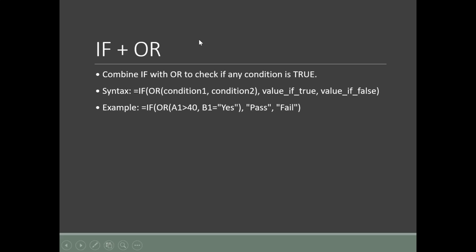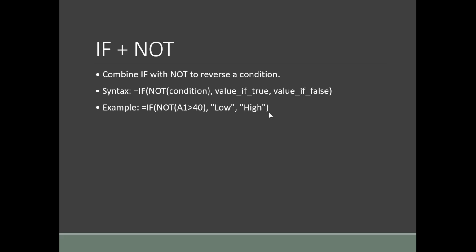Okay. IF OR combines IF with OR to check if any condition is true. The syntax is the same: IF OR condition, true and false. And here you are also able to give your own messages, pass and fail. Suppose for an age criterion, if age is greater than 18, you can drive, otherwise you cannot drive the car. If age is greater than 18, you can vote, else you cannot vote. So there are a lot of conditions you can discuss.